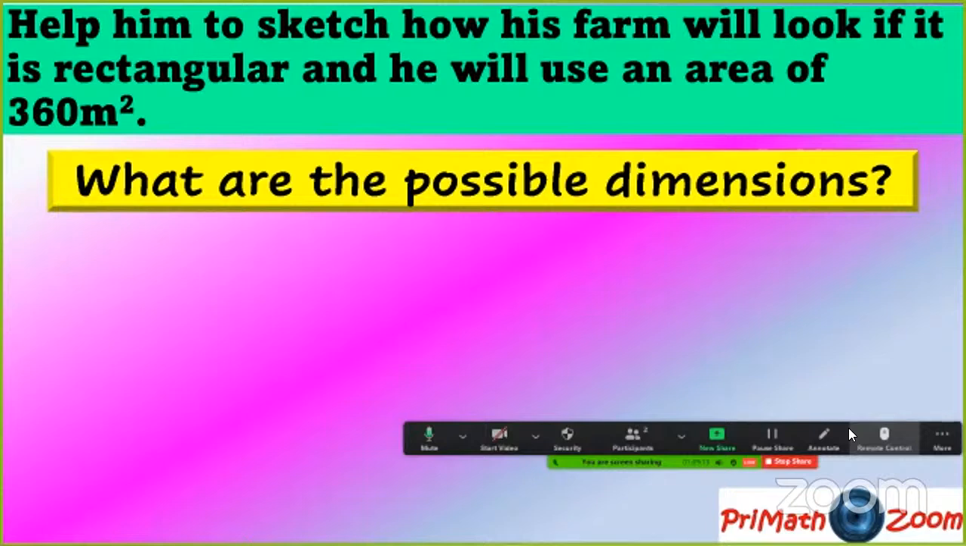So what I want you to do is think of what dimensions this part of his farm could be, because it's rectangular, so we know what a rectangle is, and we know that the area that he will use to plant those peas will be 360 square meters. So what are some possible dimensions? Go ahead, think about it, and share with us some possible dimensions of Farmer Luke's peas farm.